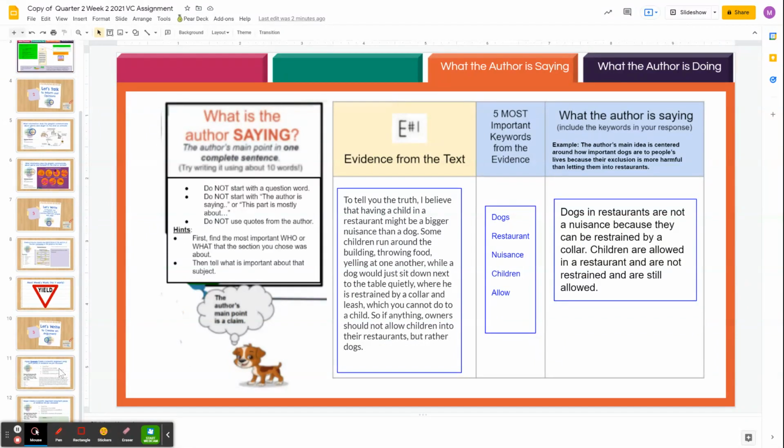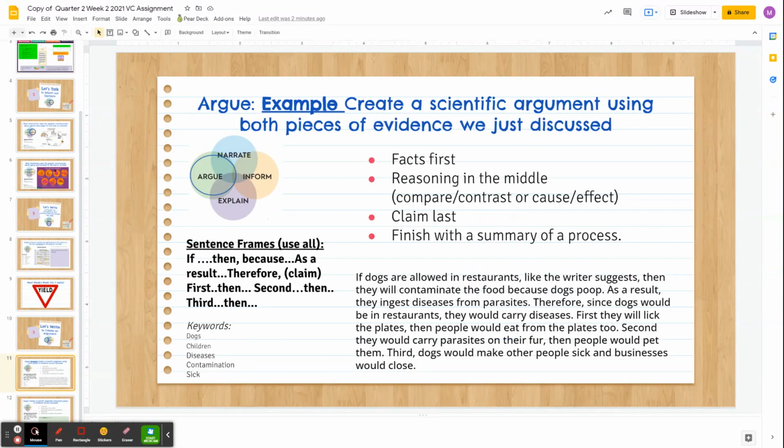If you would like to go on, next week we're going to be creating the conclusion to a scientific argument. And if you want to do slide 11 and 12, you're more than welcome to. That's what we did in virtual class today.